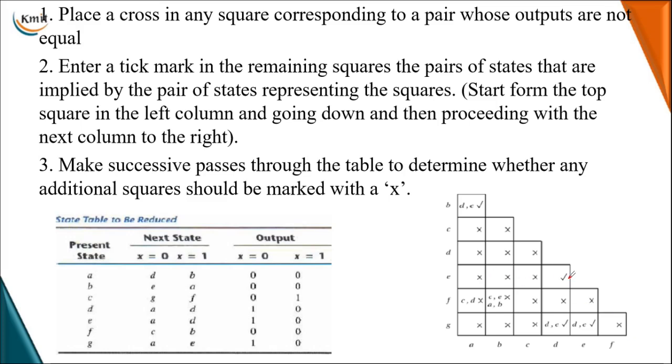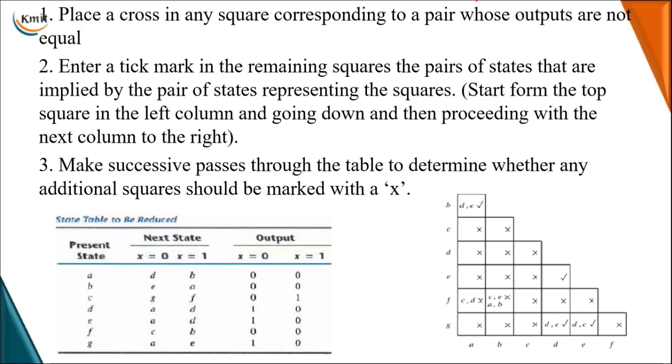If they are compatible, put a tick mark. If they are not compatible, put a cross mark. How to check compatibility is by checking their outputs. For example, I want to check whether my state A is compatible with state B or not. For x equal to 0 the output is 0 and in B also the output is 0. For x equal to 1 the output is 0 and here also the output is 0. So we first check the outputs, then we move to the next state.